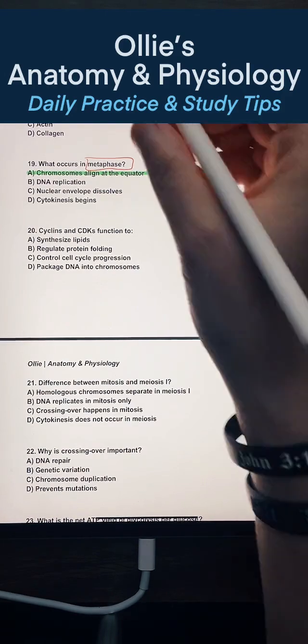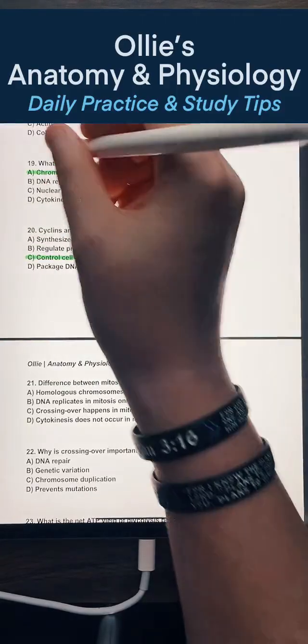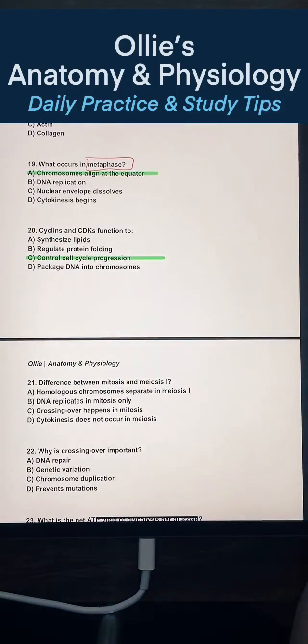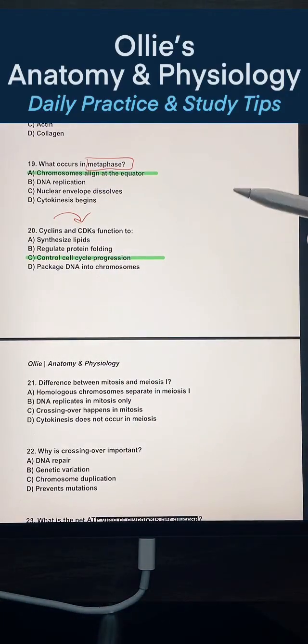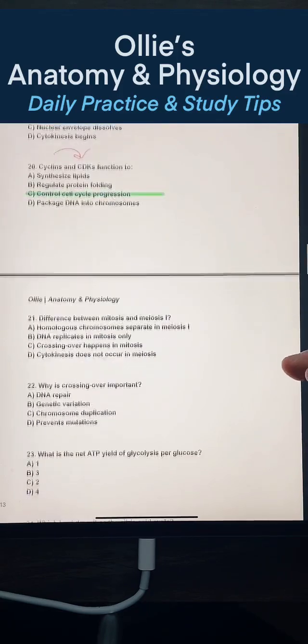Number 20, the answer is C. They're going to control your cell cycle progression. Cyclins bind to CDKs, which is going to phosphorylate targets to drive cells through their cycle checkpoints.